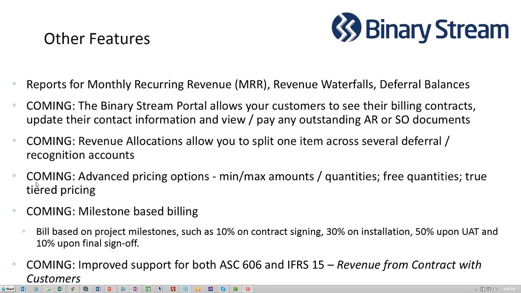We'll be adding revenue allocations soon, allowing you to split one item across several deferral or recognition accounts, some of which might be recognized immediately upon posting, some of which might be deferred. We're also adding an advanced pricing option. Things like committed amounts, minimum and maximum quantities, minimum and maximum dollar amounts, free quantities, true tiered pricing. And we'll be adding the milestone-based billing module. This module allows you to bill not based on calendar frequencies, but based on project milestones, such as 10% upon contract signing, 30% on installation, 50% upon user acceptance testing, and 10% upon final sign-off.